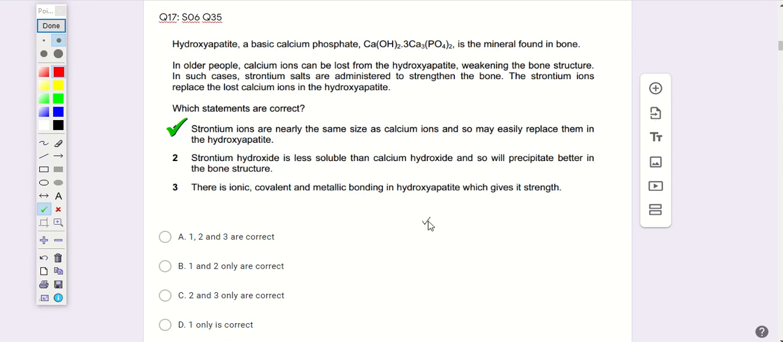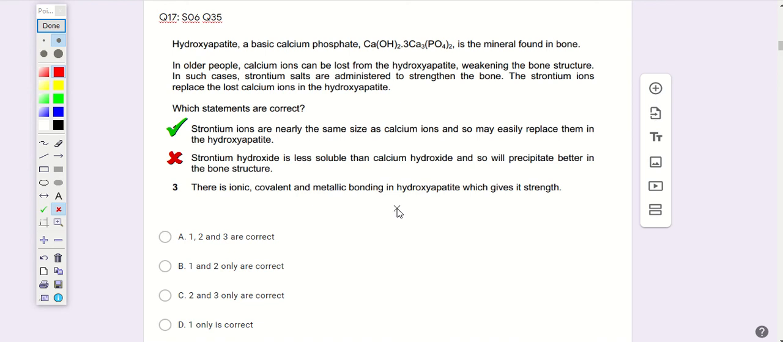Now number two, strontium hydroxide is less soluble than calcium hydroxide, so will precipitate better in the bone structure. Now, going down group 2, the hydroxides become more soluble. So strontium hydroxide being less soluble than calcium hydroxide is not true. So it will not precipitate better than calcium hydroxide. In fact, calcium hydroxide with lower solubility can precipitate better.